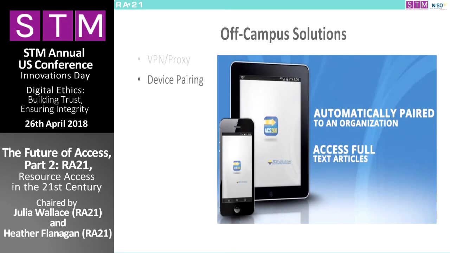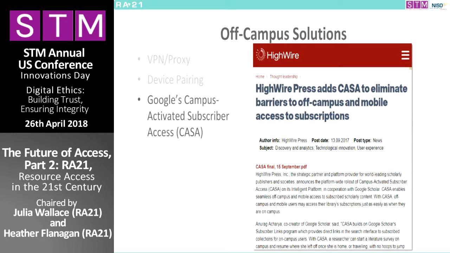We've tried device pairing, where if you are on campus, you can cache your IP credentials, if you will, on your device so that for some period of time you can go off campus and have access. More recently, I won't get into the details here, but Highwire has announced their partnership with Google on something called CASA, which effectively does the same thing. It kind of caches your IP entitlements with your Google account.